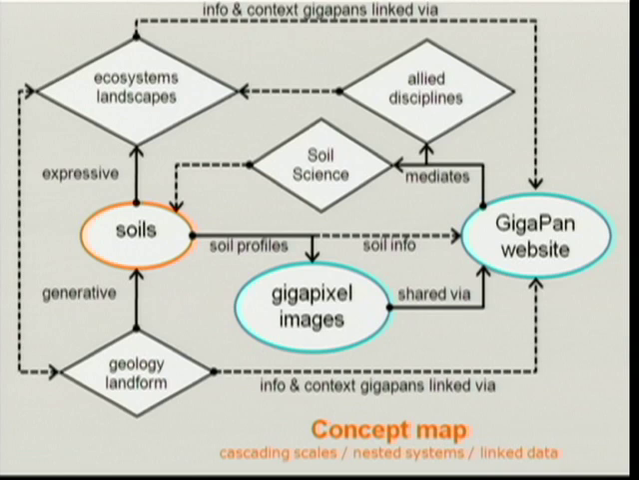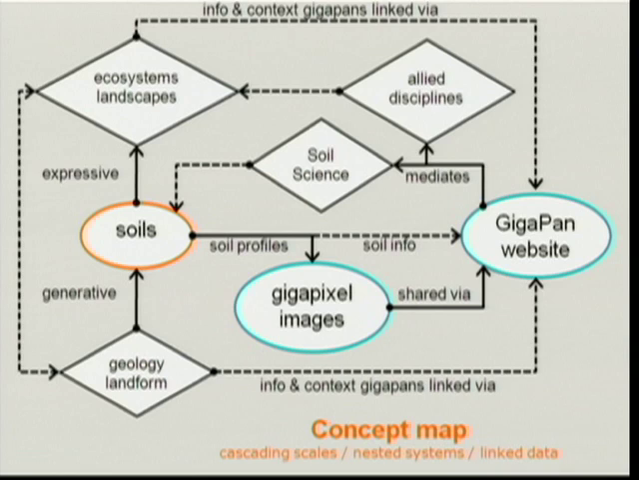The soils, the orange line there is where we start. We think about soils as being generated from geology and landform, of course other determinants as well, climate and so on. And soils then express themselves in ecosystems and landscapes and land use patterns. It's quite a direct relationship.